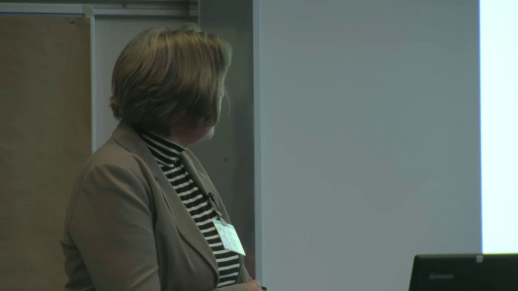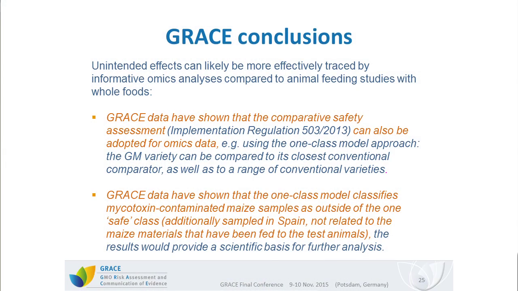And with that, I come to the conclusions from the GRACE projects on the plant omics. So based on the conclusions, we can at least state that unintended effects can probably be more effectively traced by using this type of omics analysis compared to the animal feeding studies with whole foods. And we base this on the following. First of all, GRACE data have shown that you can apply the comparative safety assessment as it is now being performed using the targeted analysis in exactly the same way based on omics analysis.